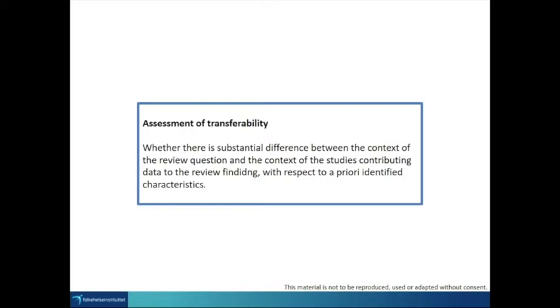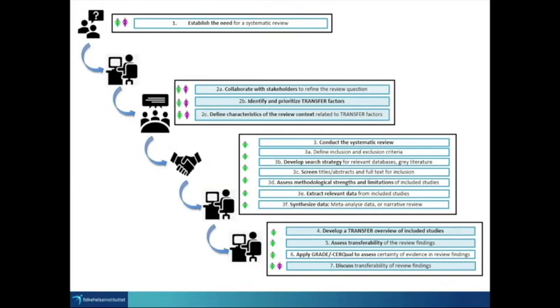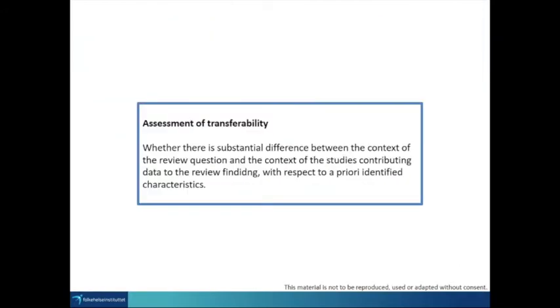So an assessment of transferability then is whether there's substantial difference between the context of the review question and the context of the studies contributing data to the review finding with respect to a priori identified characteristics. So far I have only discussed transferability, and we haven't got to the stakeholder part, but that is coming, I promise, as a critical part of the transfer approach.